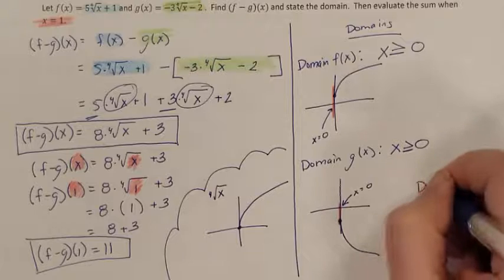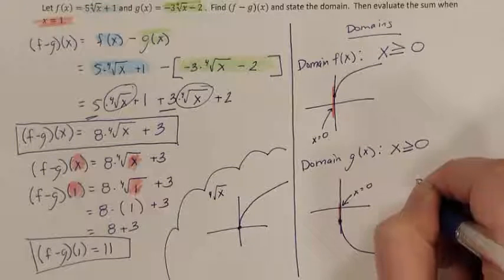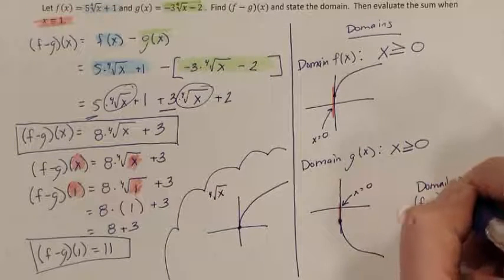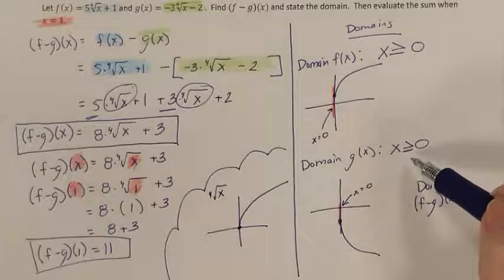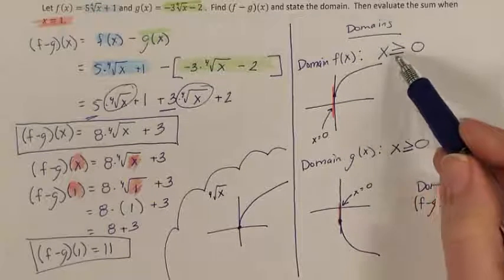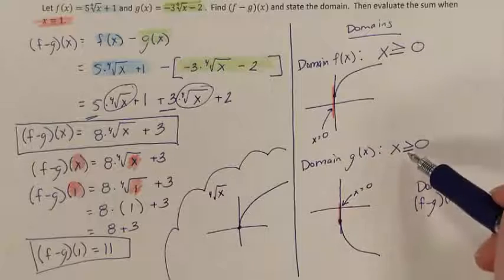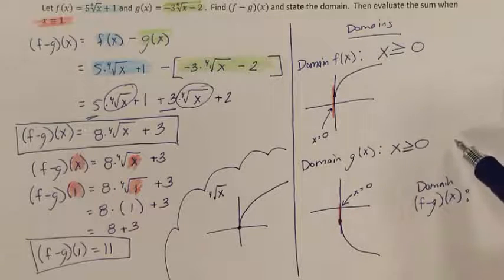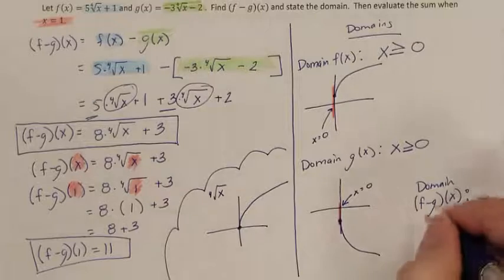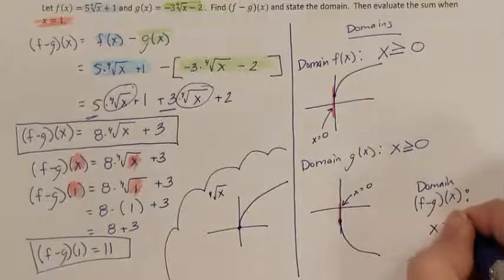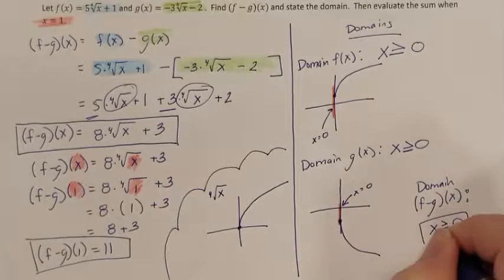So now I need to look at the domain of my new f minus g of x rule. What do f and g have in common? F said use 0 and everybody positive. G says use 0 and everybody positive. They both said use 0 and everybody positive. So my domain of f minus g is also going to say, use 0 and everybody positive.